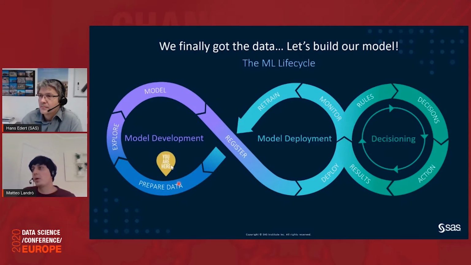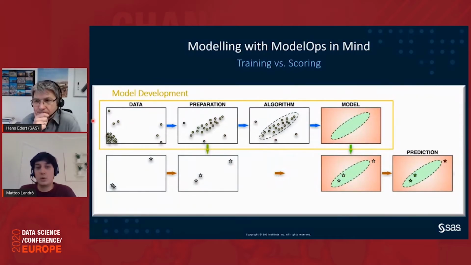Okay, so right now we are right here. We imagine we have our data and we have to train the model. How can we do that? We said we will take the data, we will do maybe some data preparation, and then we will train our model. So this is the model development phase.